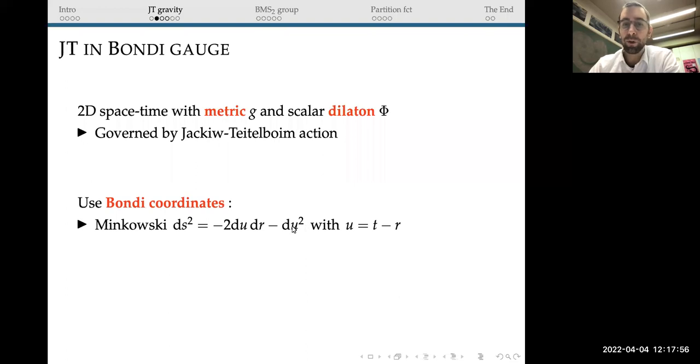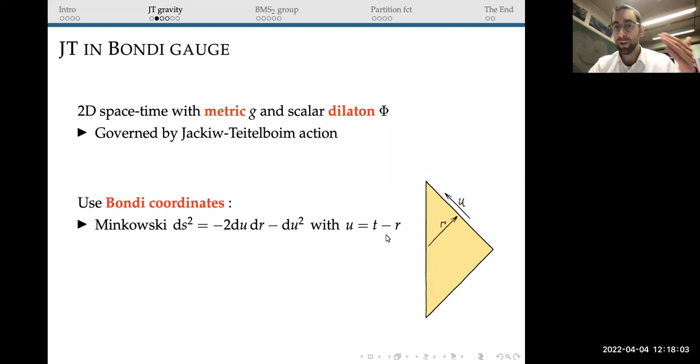Now these coordinates are going to accompany us throughout the talk. So let me draw them here. You should really think of the radial coordinate as being null because d over dr is really a null vector everywhere in the bulk.